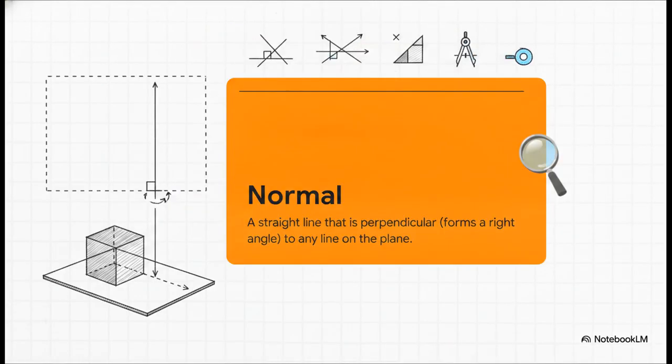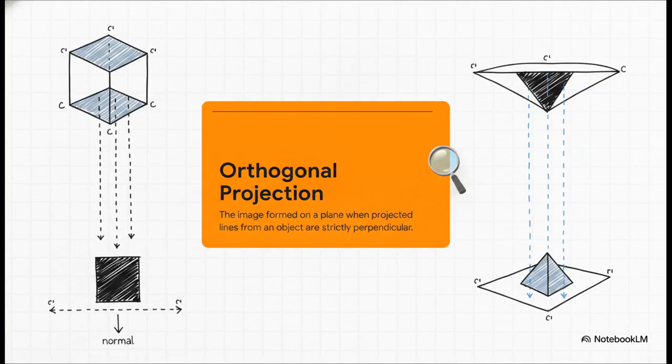So, to project a 3D object onto that 2D plane, we first need to understand what a normal is. And no, we aren't talking about typical behavior here. In drafting, a normal is a straight line that is strictly perpendicular to any line on the plane. Put simply, it forms a perfect right angle, exactly 90 degrees straight to the surface.